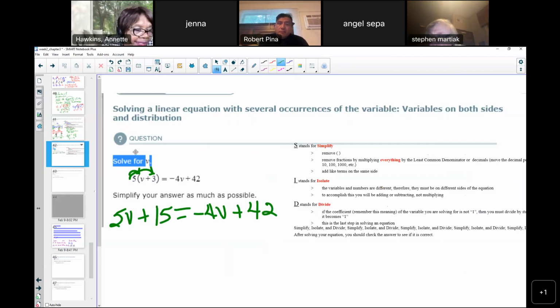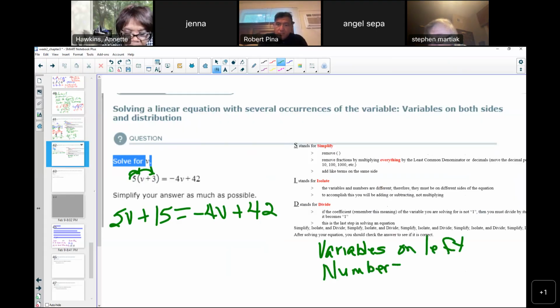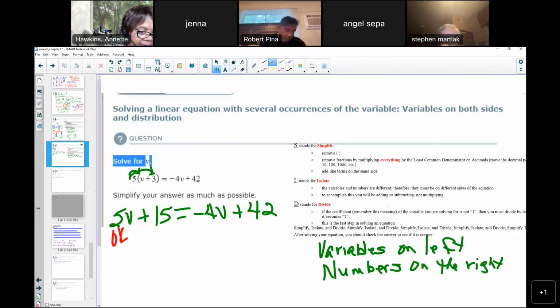So we finished simplifying. So now we want to isolate. We're going to stick with the script, variables on left, and numbers on the right. So let's focus on the variables, okay? So this is the left side, so this is okay, and then this is not okay. And so what is not okay has to be moved, and we just can't pick it up. We have to undo it.